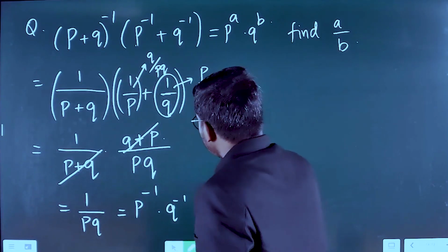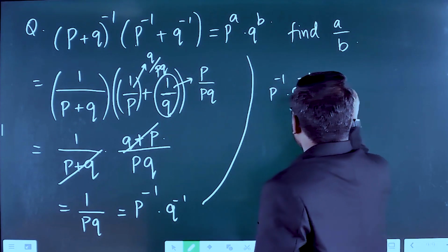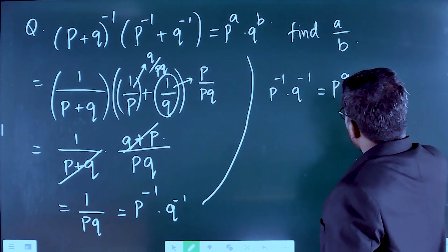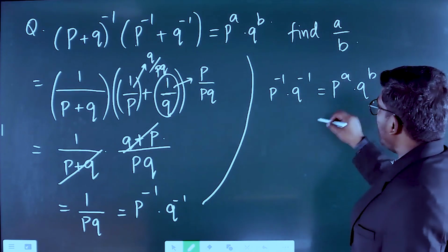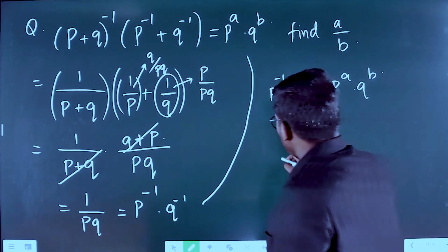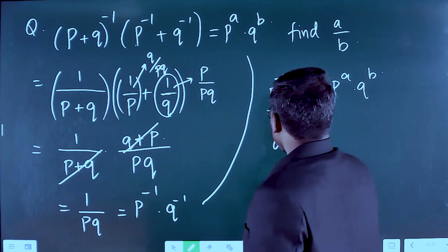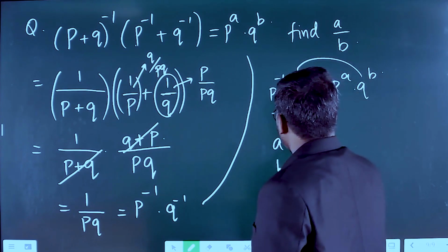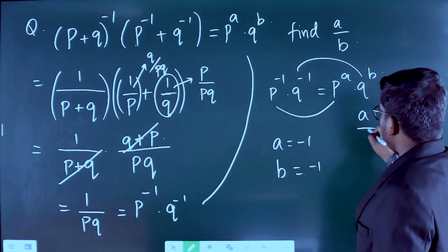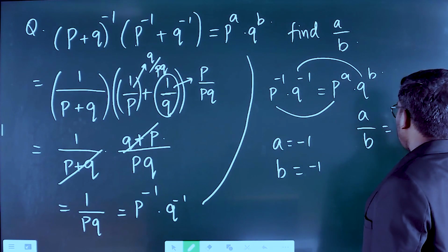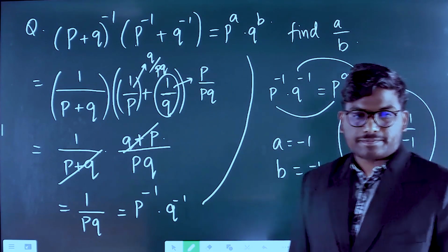Now compare this with P power A and Q power B. If you compare both of these, compare the exponent of P, A is -1. Similarly, if you compare the exponent of Q, B is -1. So the value that they are asking, A by B, is -1 by -1, which is 1. Alright?